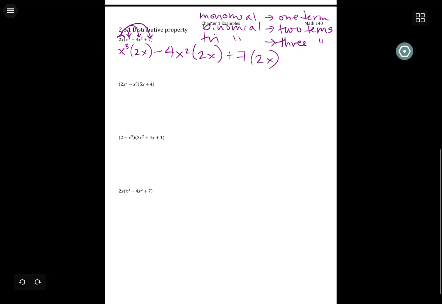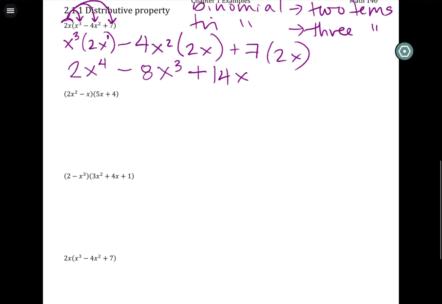And doing that multiplication, so again, notice we're sort of out of order. We're just supposed to be changing appearances, but we're doing some multiplying and dividing along the way. So we have 2x to the 4th, right? We add powers. We have minus 8x to the 3rd, and we have 14x. Okay, so distributive property applied to a monomial multiplied by a trinomial. The next example is a binomial multiplied by a binomial.